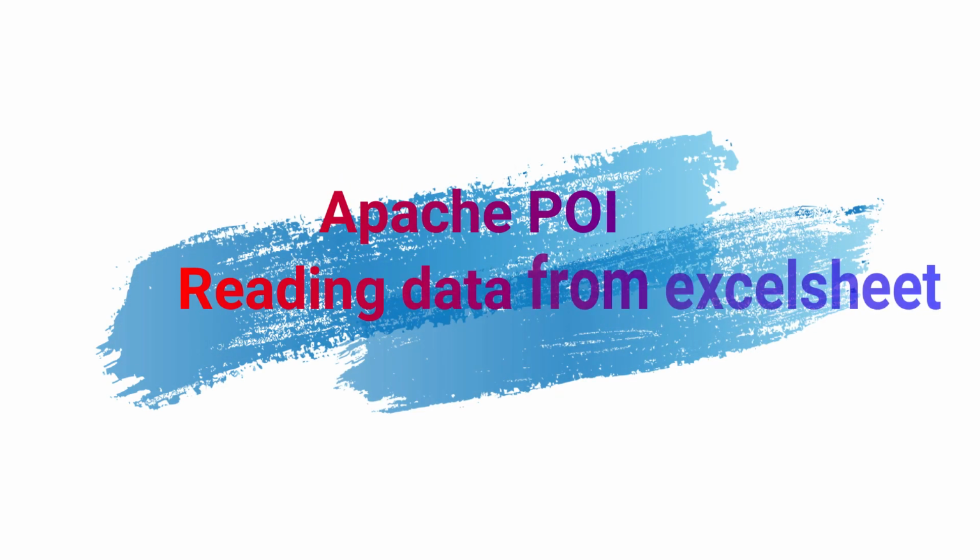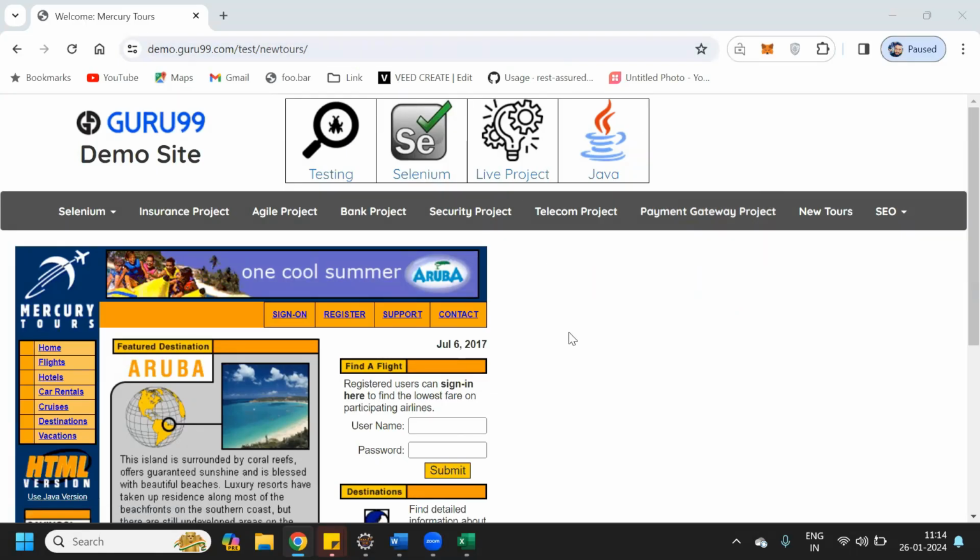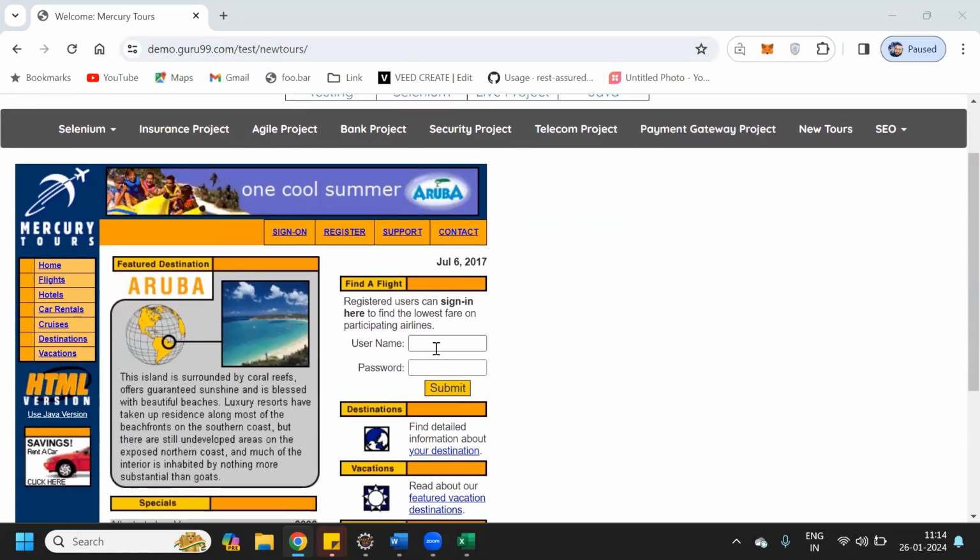Hi guys. In this session, we will understand how to read data from an Excel sheet. Suppose this is the application and we need to log in to this page by using multiple sets of data. Suppose you have a number of user IDs and passwords and you need to verify all of them. Then how can you verify? We can keep the data in an Excel sheet and read the user ID and password from there. So how can you get a user ID and password?